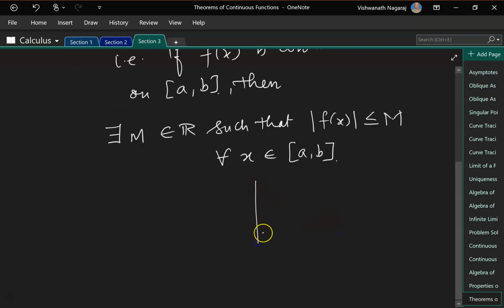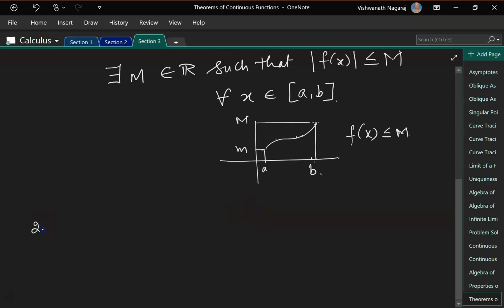Okay, if we want to look at it graphically, you will see something like this. So let us say this is a, this is b, and any point on the curve will always be less than or equal to M, and let's say this is M. Now let's look at the next theorem.